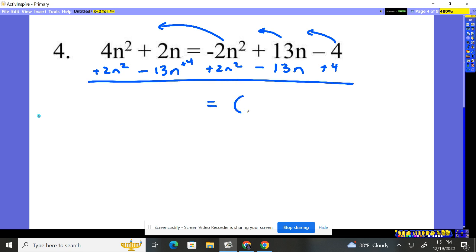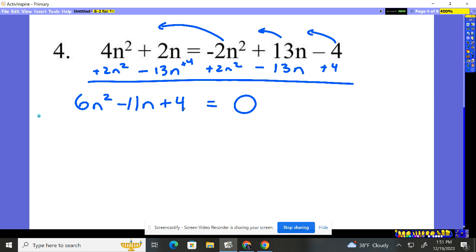We know on the right-hand side of the equal sign, we have a 0 because everybody went away. They moved to the left side. 4n squared plus 2n squared is 6n squared. Gain 2n, lose 13n. That's losing 11n. And then you have the plus 4. So we now have the trinomial set equal to 0. We now must factor this because this section's about factoring.